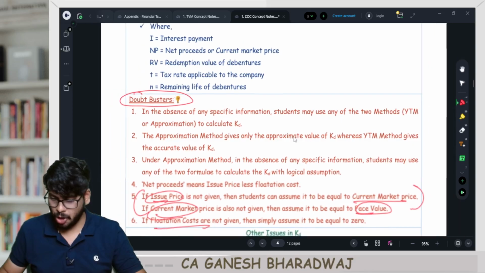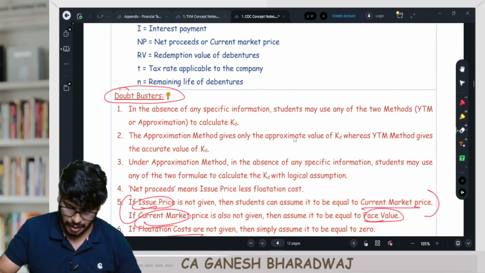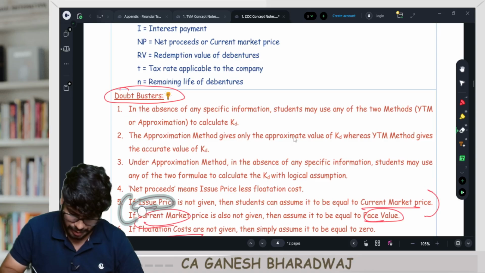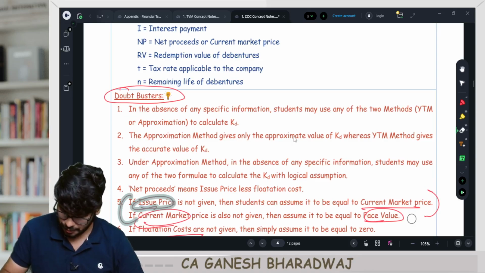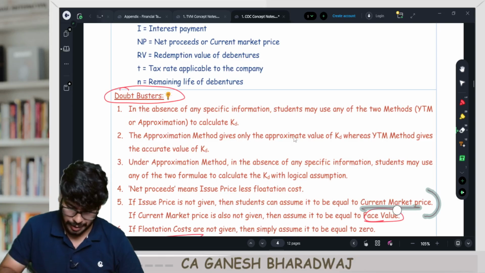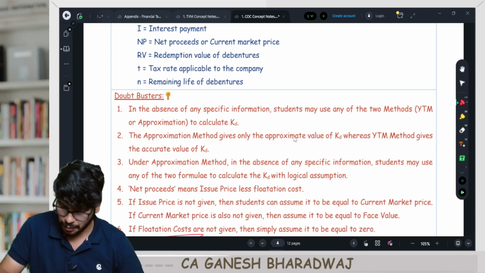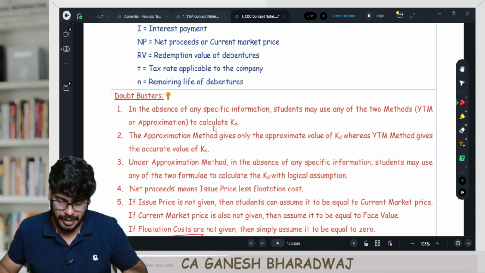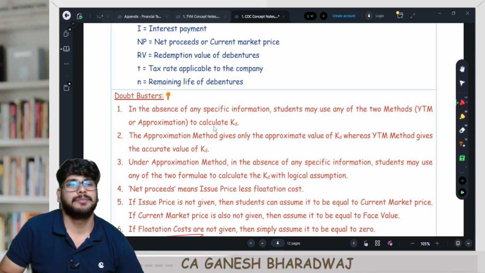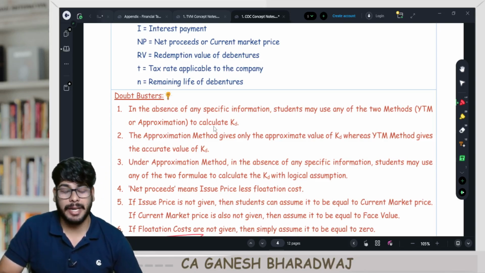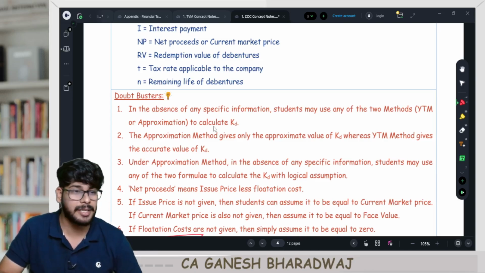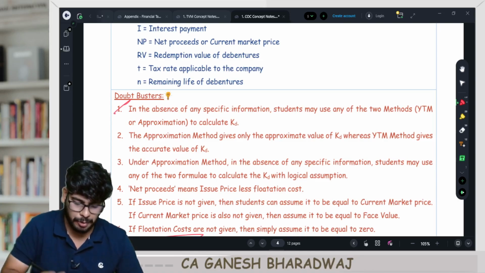Now let's go to some common doubts that students have in this area. Suppose they have given the question, calculate KD. Sir, should I use IRR method or should I use formula method? You can take any method in the absence of information. Preferably use a formula method to save time. Clear? That is about the first doubt buster.